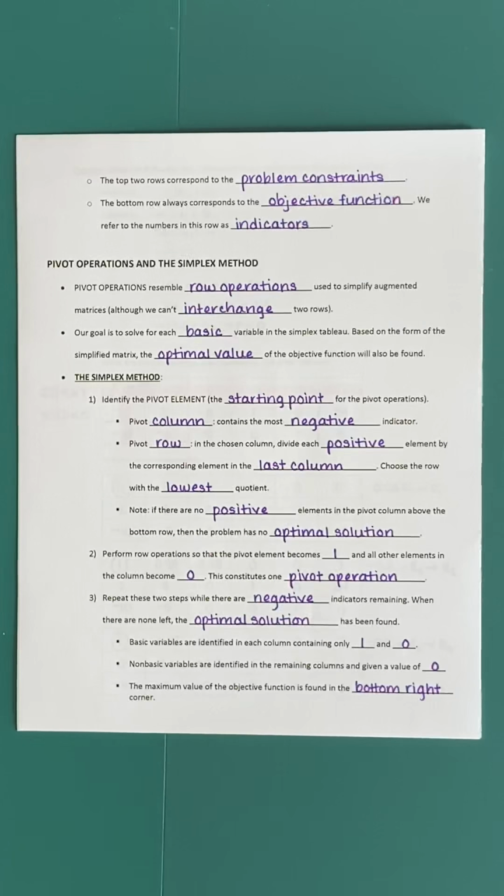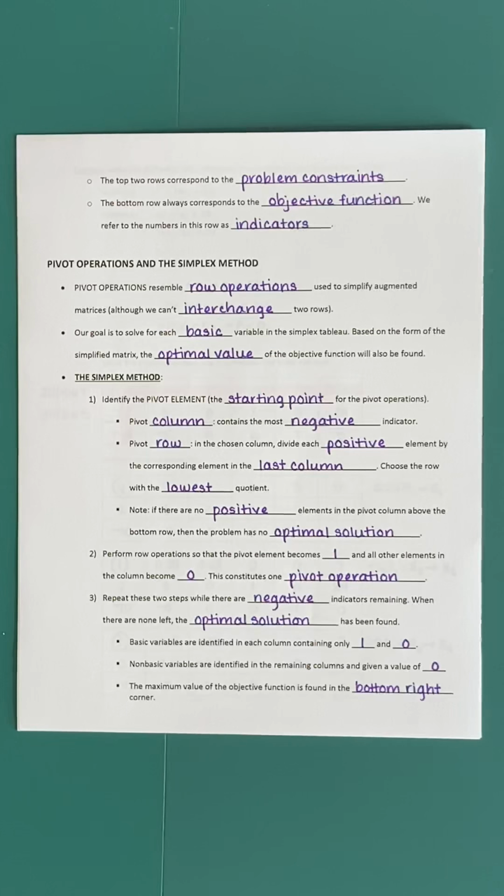So the indicators, remember, those are the numbers along the bottom row, the ones we got from the objective function. We're looking for the one that is most negative. Whichever column has the most negative number at the bottom row, that's going to be the column that we start working with. Now for the pivot row, we're going to reference that column, and in that column, we're going to divide each positive element by the element in the last column, or technically vice versa. We're going to take the element in the last column, divide by that element in the pivot column.